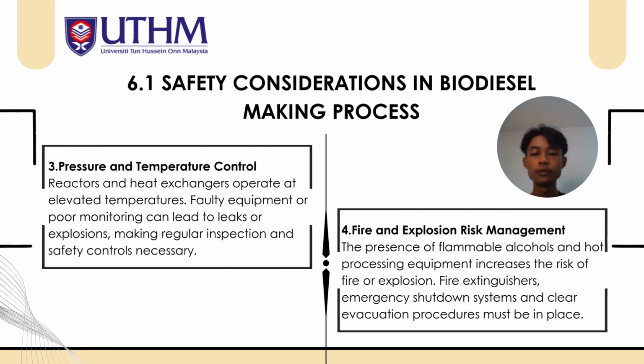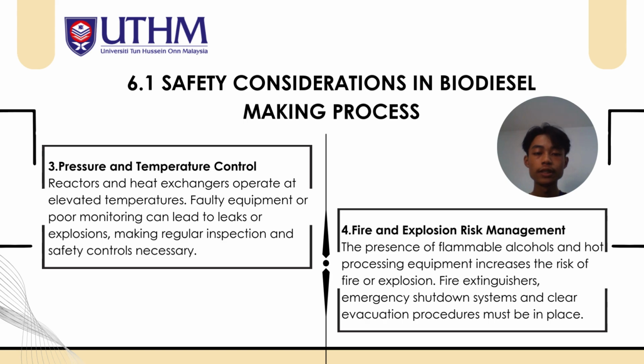The third one is pressure and temperature control. Reactors and heat exchangers operate at elevated temperatures. Any faulty equipment or poor monitoring can lead to functional failure, such as leaking, that can cause explosions. So regular inspection and safety controls are necessary.